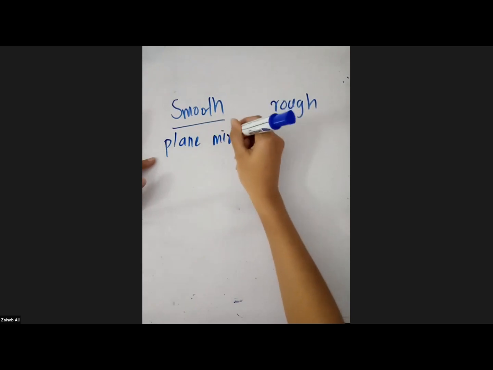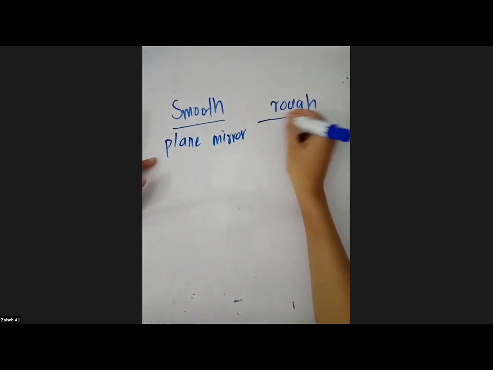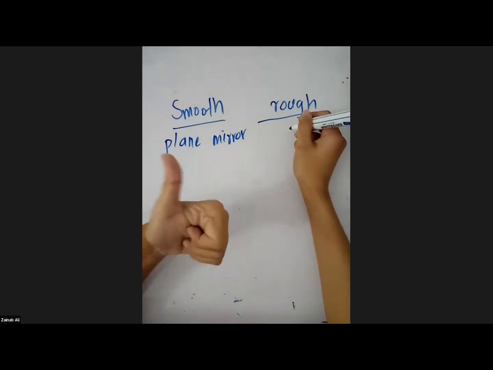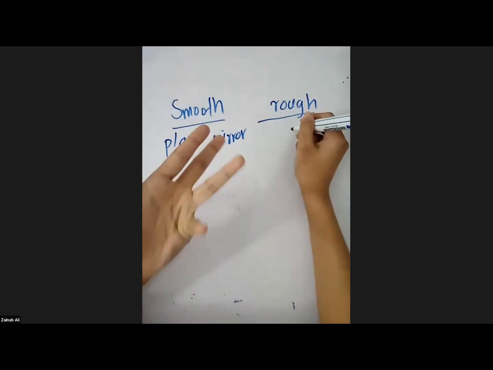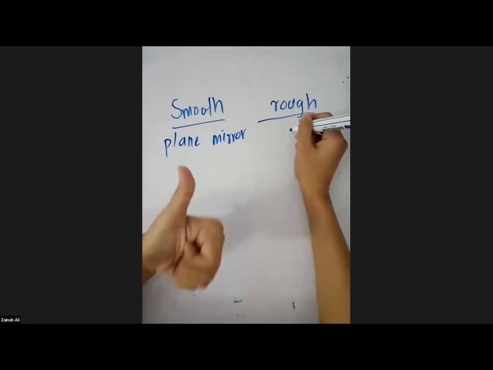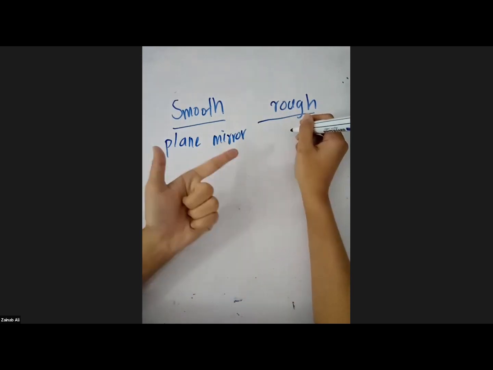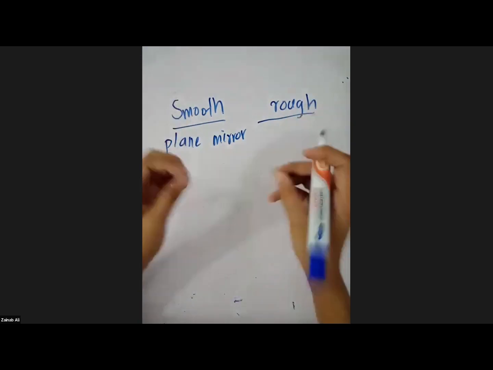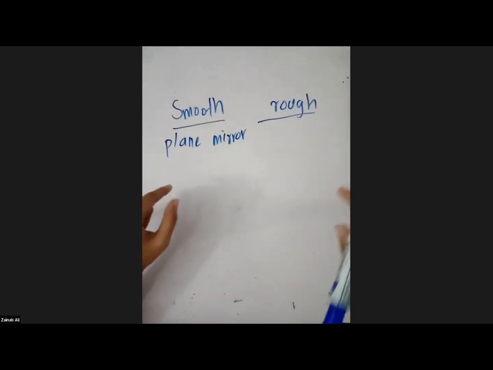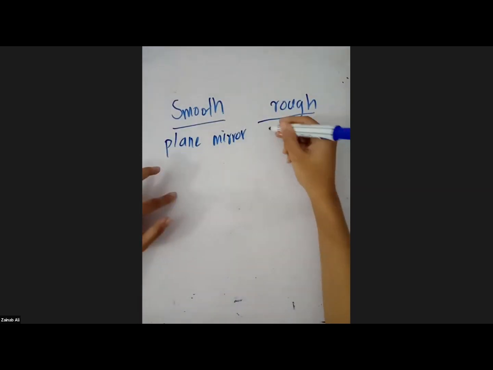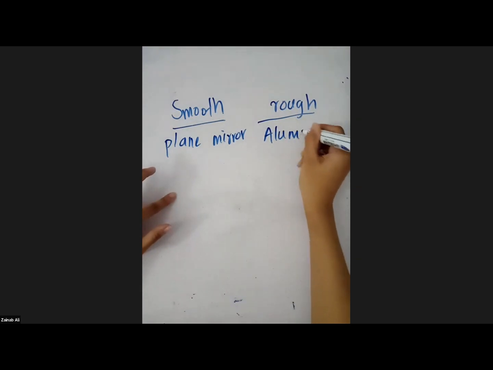So can you tell me an example for a rough surface? An example for a rough surface can be wood, sandpaper, or aluminium foil. Yes, that's correct. Very good. So you can write wood or aluminium foil or anything which is rough. But mirrors are considered a very smooth surface. So for a rough surface, let's take aluminium foil.